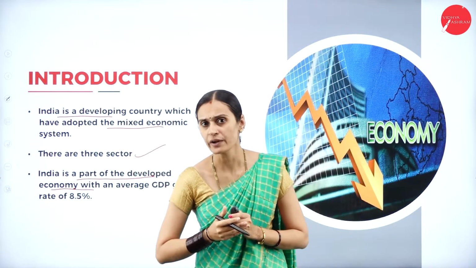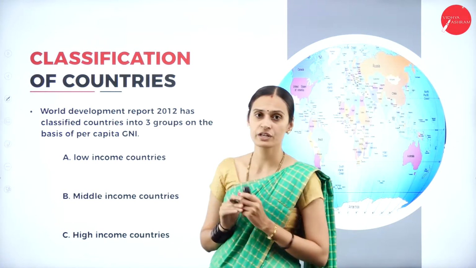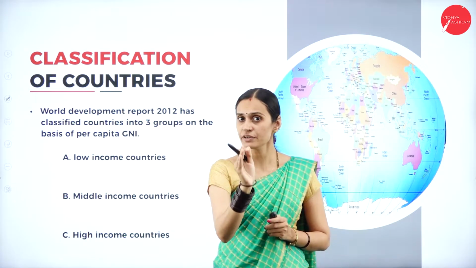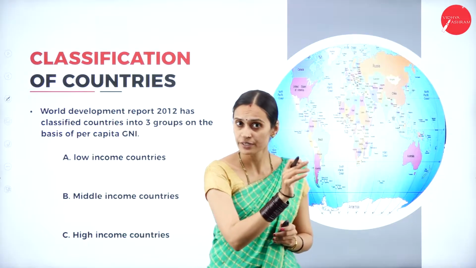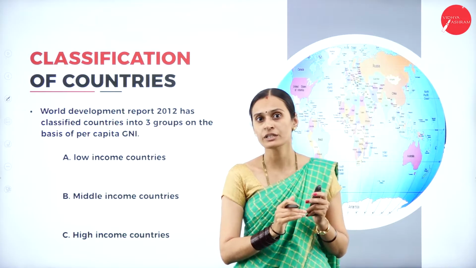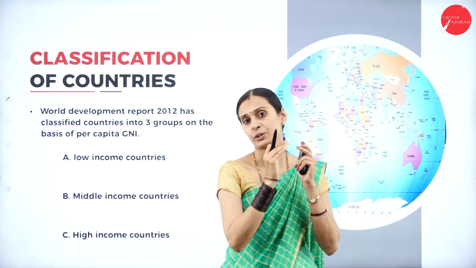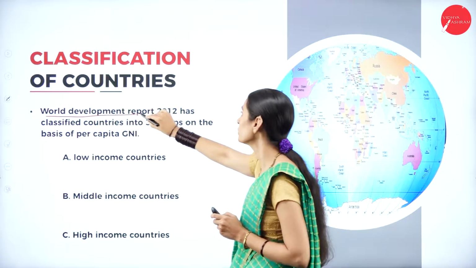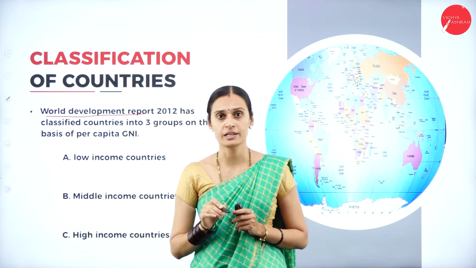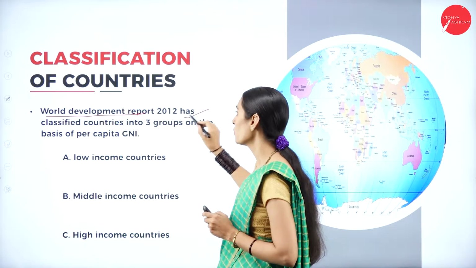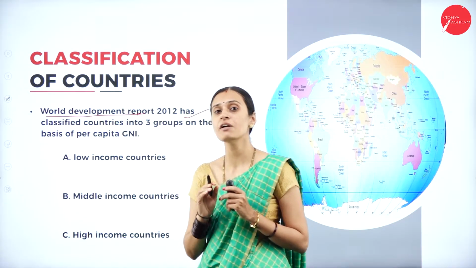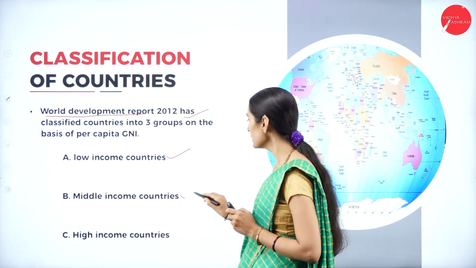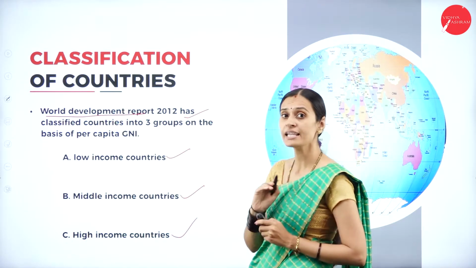Let us discuss the classification of countries. According to UNO, there is a classification of countries as underdeveloped country, developing country and developed country. But we are not going to use that particular term. Instead of that, the World Development Report WDR 2012. According to this report, all countries are classified into three groups: low income countries, middle income countries, and high income countries.